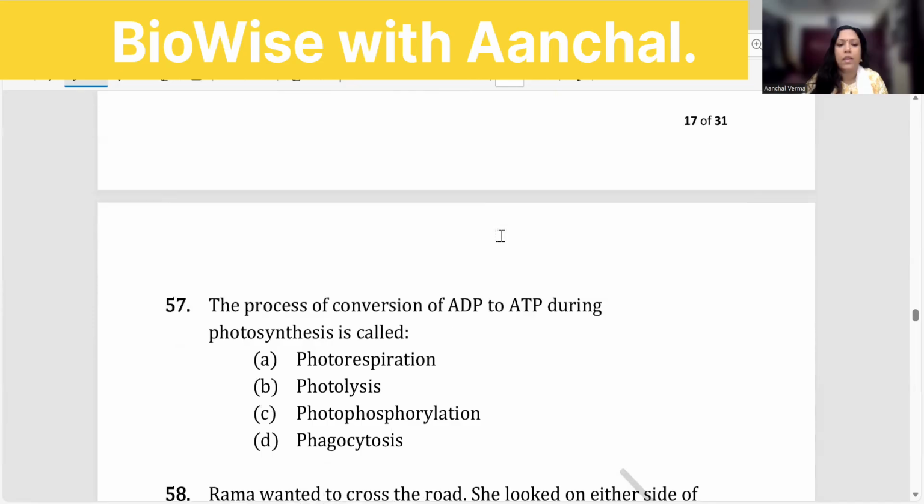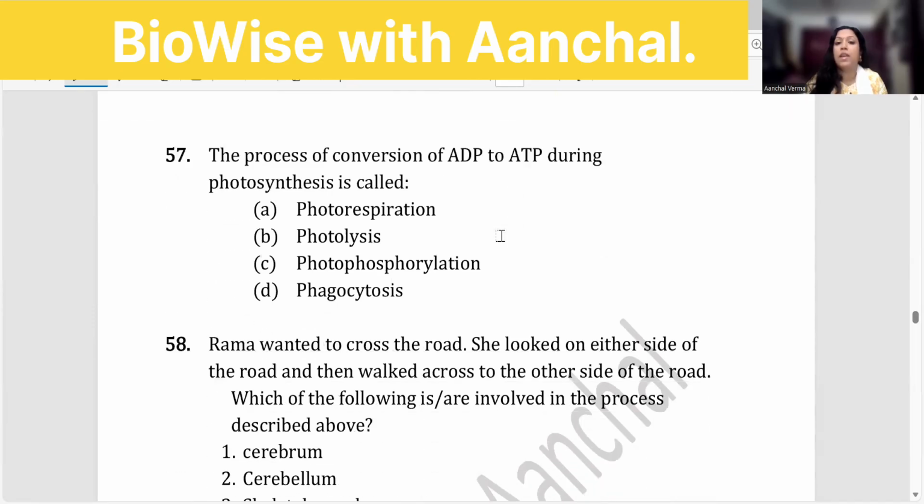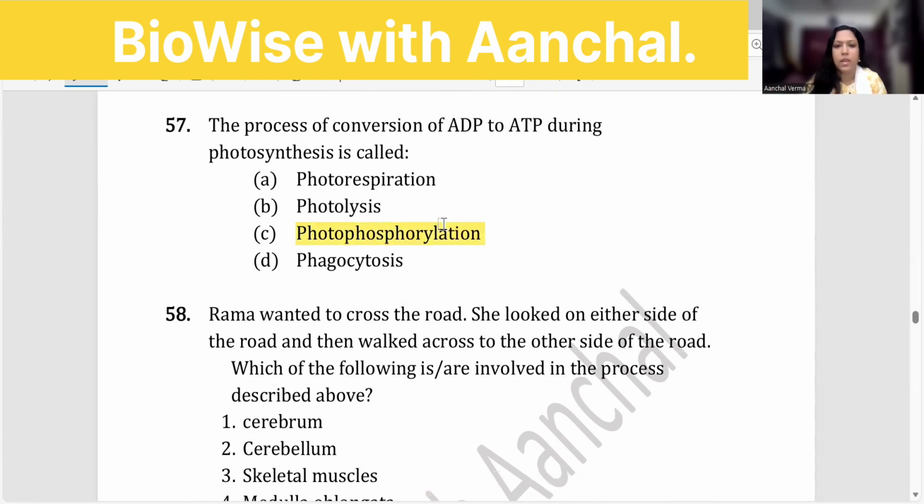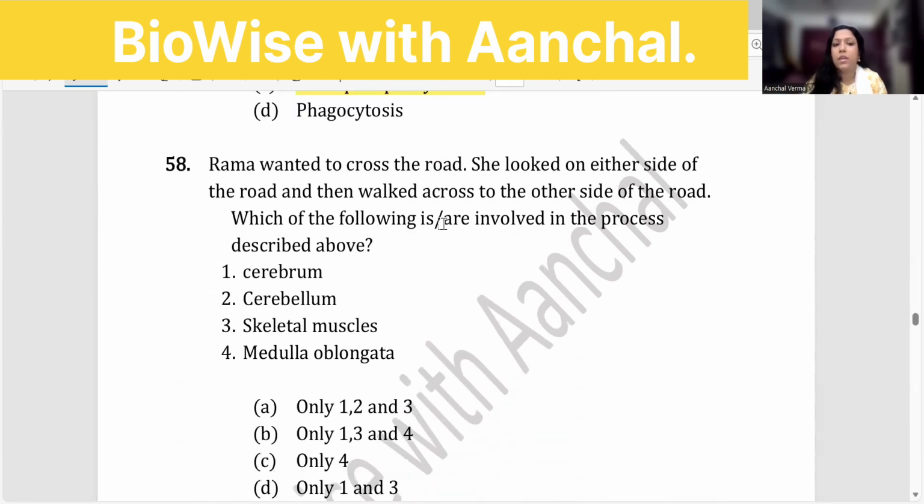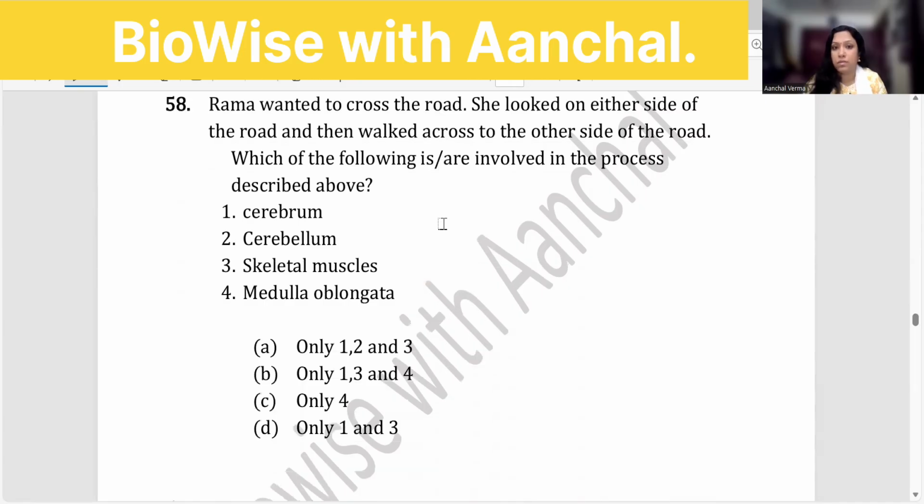Okay. Next one, the process of conversion of ADP to ATP. Now, I think this question is done, but still, ADP to ATP in photosynthesis. Now, it was earlier in the presence of light. This is just a twisted form of question. So, the answer will be photophosphorylation. It's a revision. Next one, Rama wanted to cross the road.